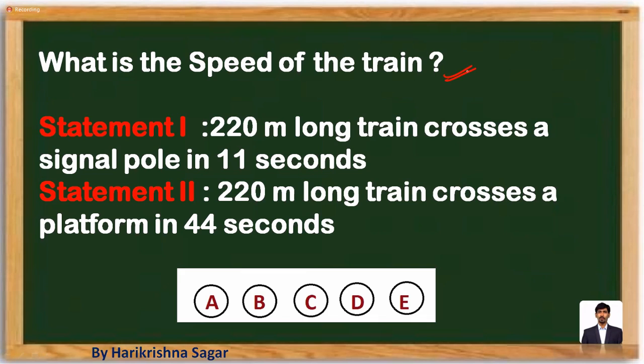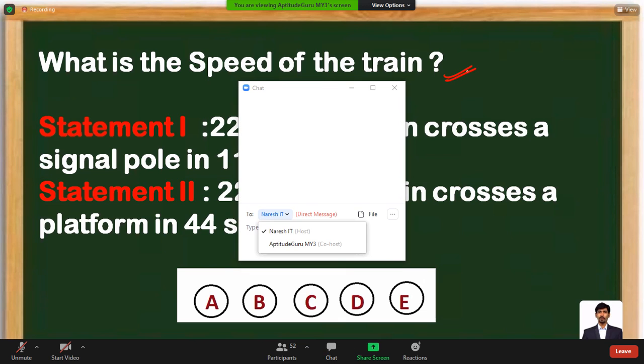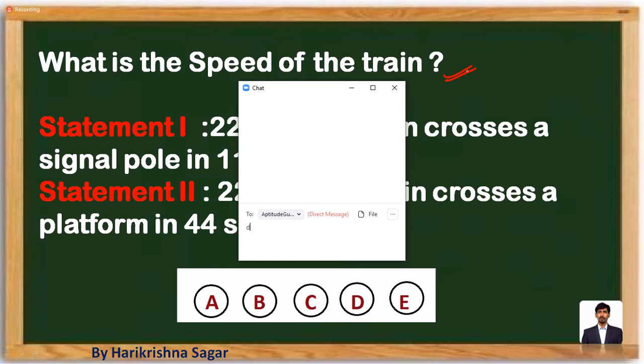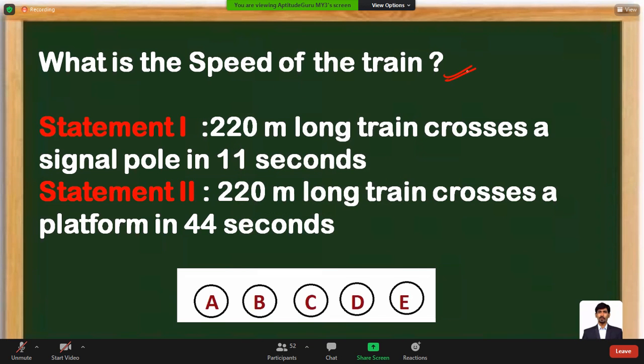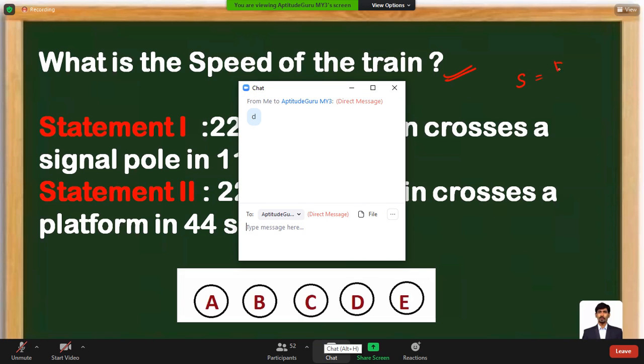They are asking us to find out what is the speed of the train. So how do we find the speed? Speed is given as distance divided by time.